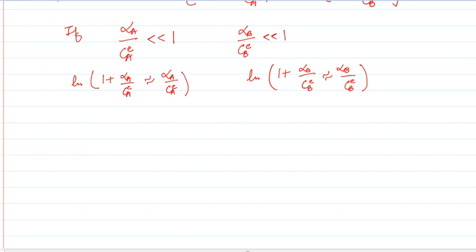Therefore the affinity, that means the generalized force, will then be equal to RT, and we will get these terms: alpha A upon CA equilibrium minus alpha B upon CB equilibrium.